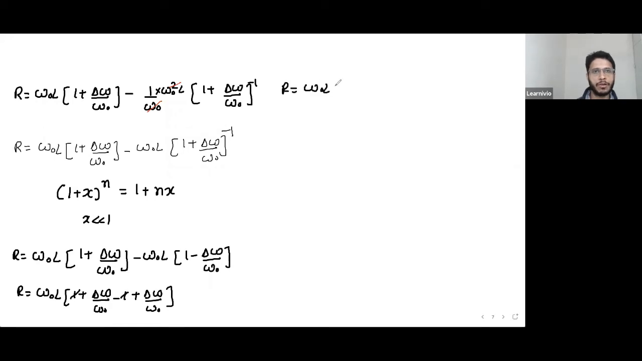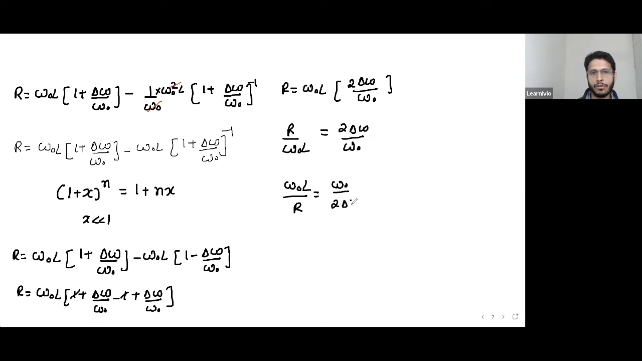Your R is omega naught L, it's twice of delta omega by omega naught. So from here, you can write that R by omega naught L is twice of delta omega by omega. So if I take reciprocal of this equation, this will be omega naught L by R is omega naught by twice of delta omega. So can you identify quality factor in this equation?